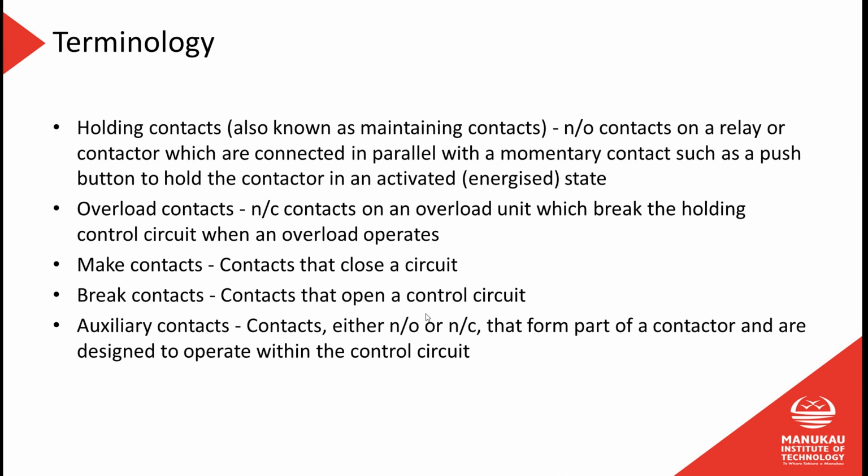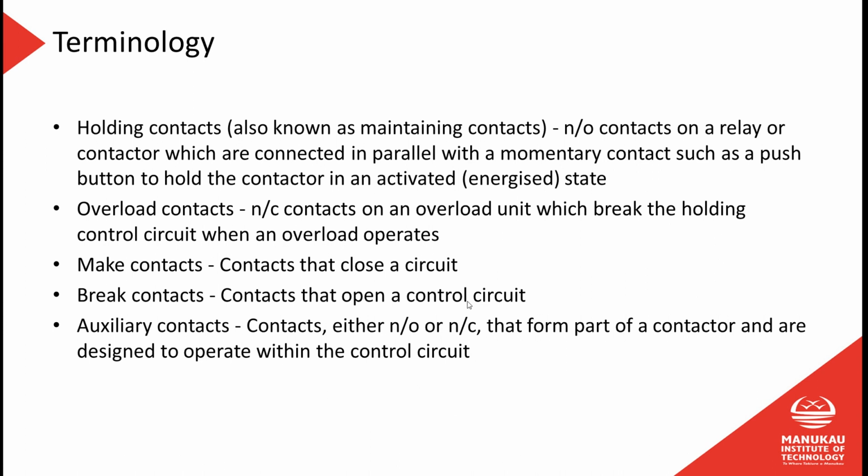Break contacts are contacts that open a control circuit. An example of a break contact would be the emergency stop buttons in our practical room. When we hit that button, that's breaking the contact to open the circuit for the contactor in the switchboard, and the contactor is what is providing power to all of our sockets. So when we push that emergency stop button, the break contact in there opens the power to the contactor coil, the contactor switches off, and therefore all of the sockets in that room no longer have any power.